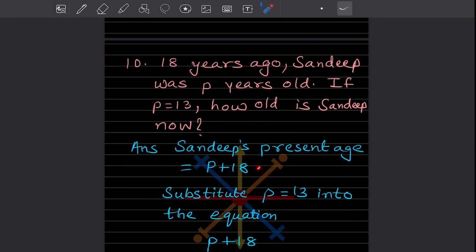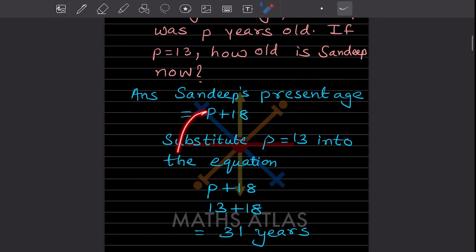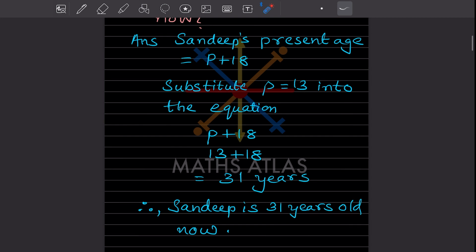Now this is the expression we got. They said put P is equal to 13, so we are going to put P equal to 13 in the equation. The same equation I wrote over here. So it is going to be 13 plus 18. That is going to be 31 years. Now means the present age. So Sandeep is 31 years old now.